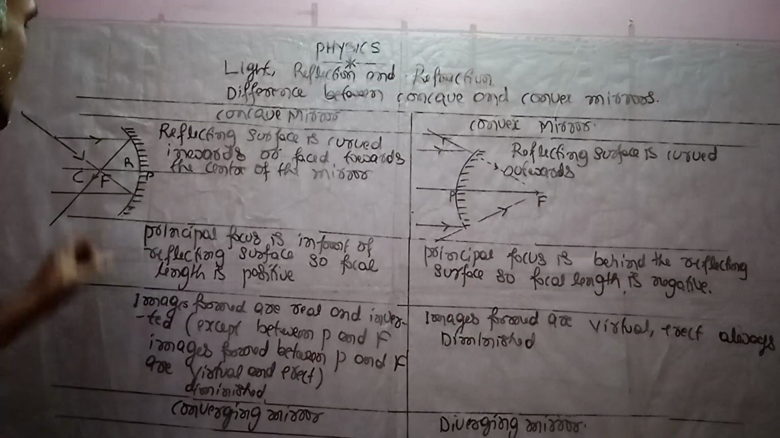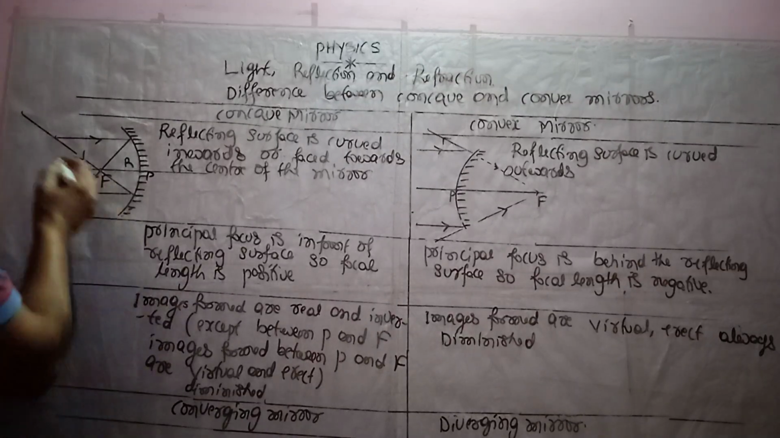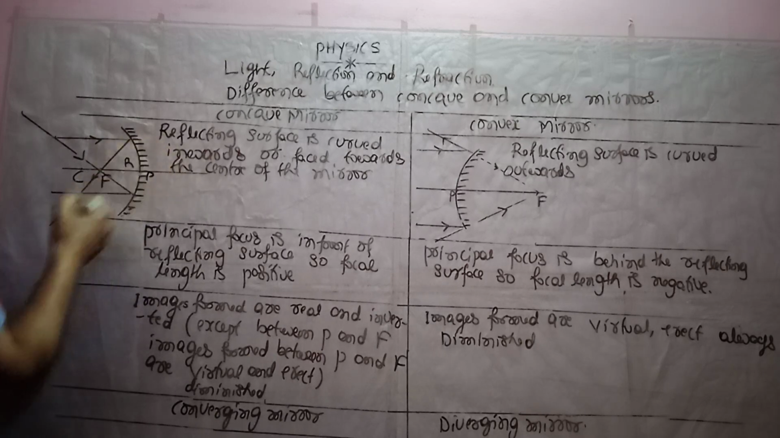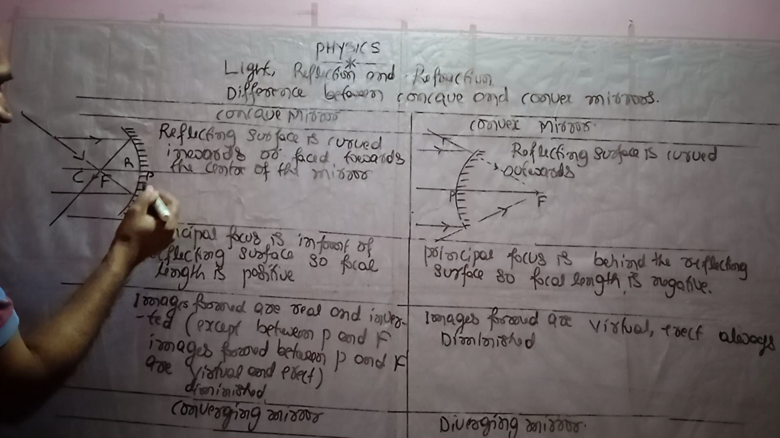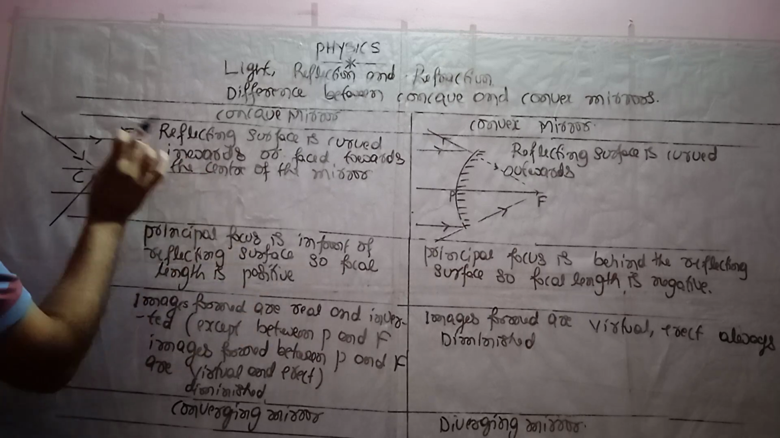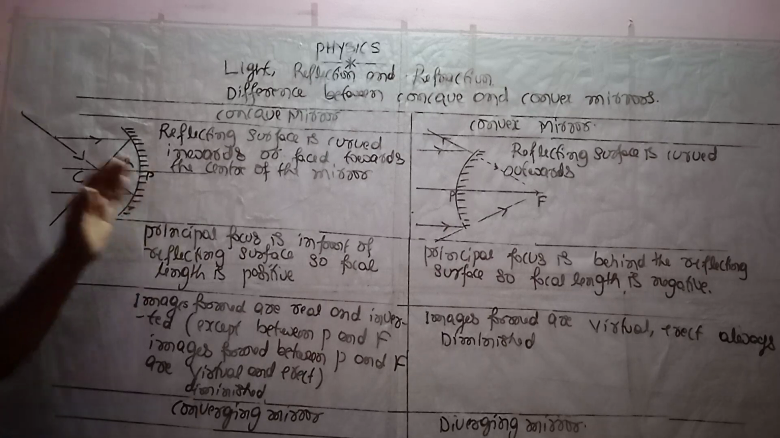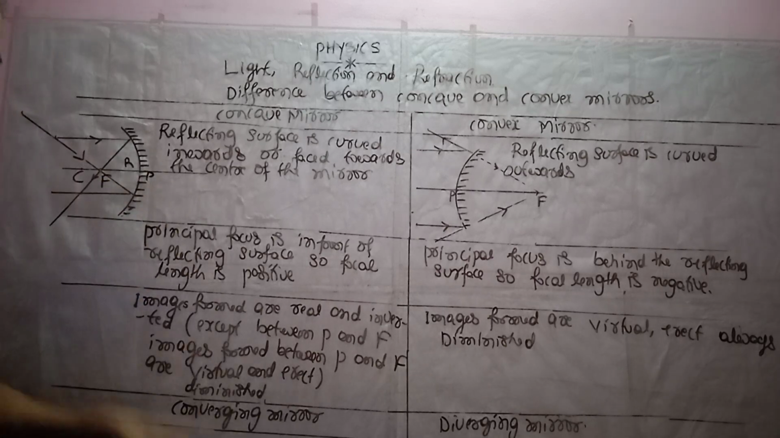Concave mirrors are converging mirrors. When light rays fall on the reflecting surface, they reflect, and all the reflected rays converge or join together at one point. That's why these mirrors are converging mirrors.